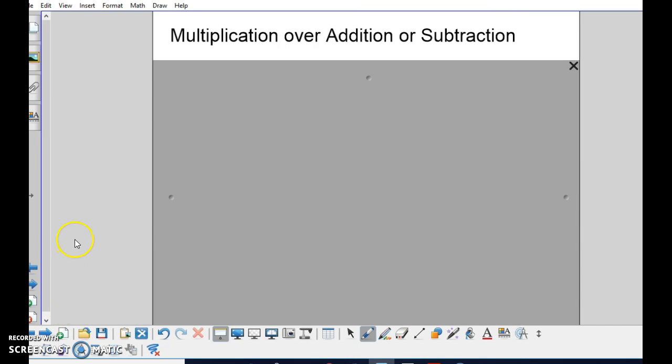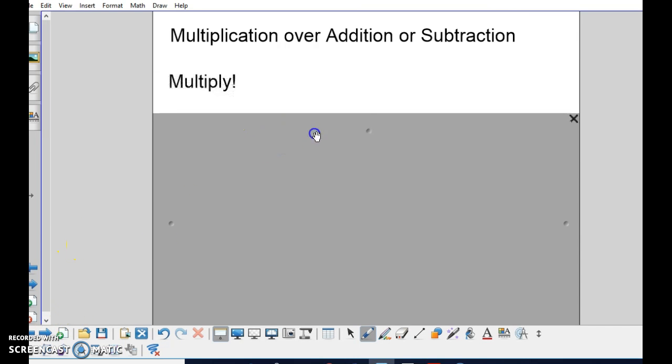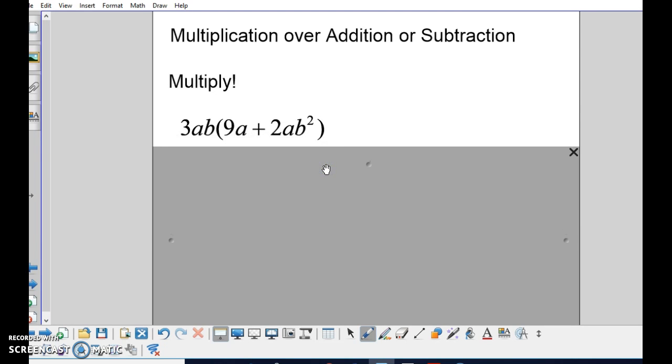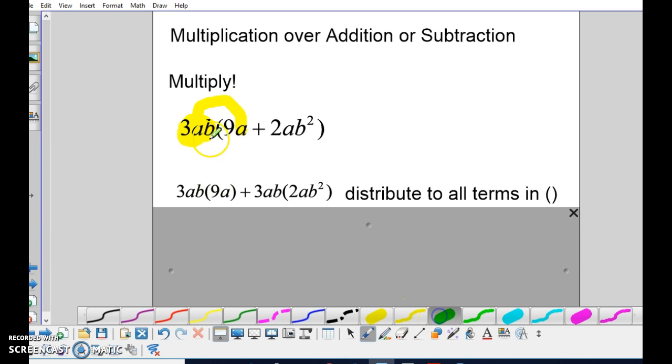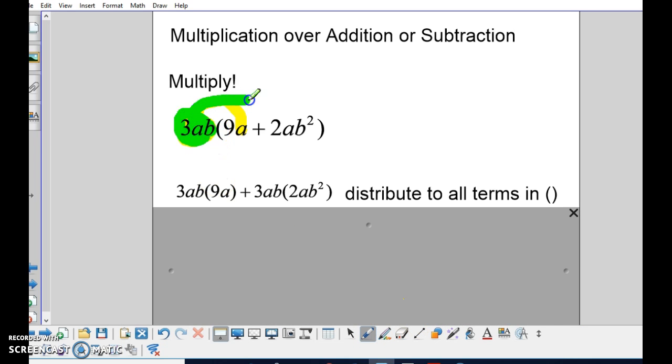Okay, multiplication over addition and subtraction. This one is going to look a little busier. I've got two variables now, an a and a b, but we are going to do the very same thing. We want to make sure that we multiply this outer term, 3ab, to everything inside the parentheses. So this first piece I wrote is 3ab times 9a, and then I need to distribute the 3ab times the positive 2ab squared.